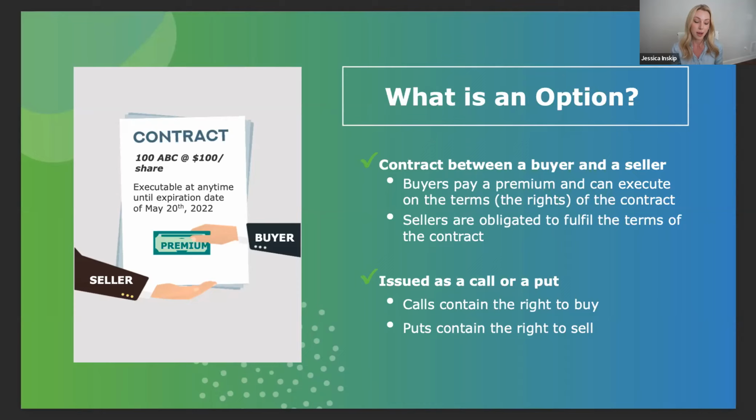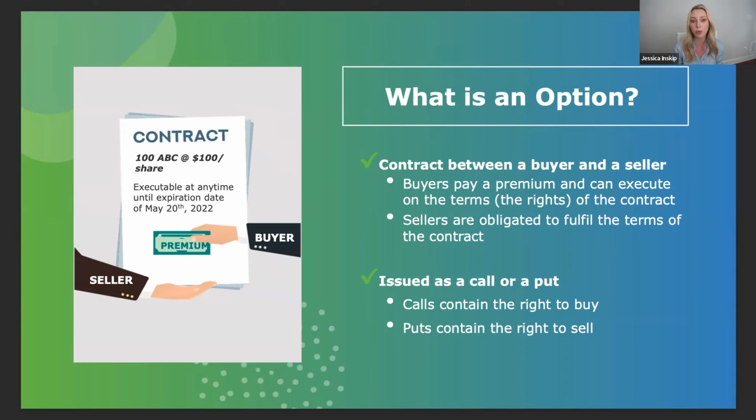in which case the buyer owns the rights to that contract. They are the ones who own it, so they can execute upon the terms of the contract. And then the seller has the obligation to fulfill that contract. So depending on what side you are, depends how exercise and assignment really affects you. So if you're the buyer, since you can execute upon the terms of the contract, you're the one who can initiate the exercise. You're controlling that.